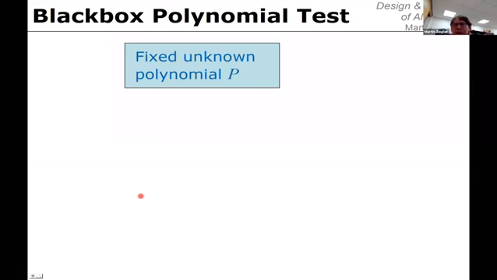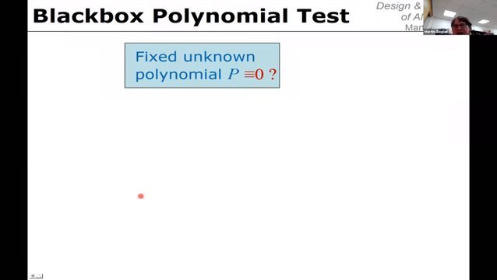So we're given a polynomial, but we don't know which polynomial. We cannot look at the polynomial. We cannot look at the coefficients of the polynomial. We can only evaluate the polynomial. And we're supposed to answer whether this polynomial is the zero polynomial or not. That's a decision problem, right?